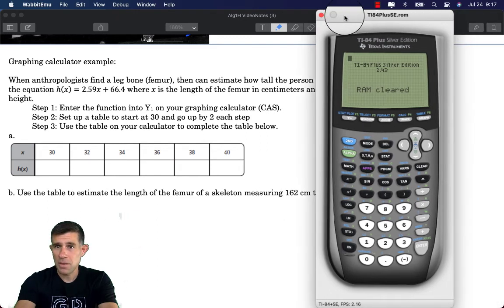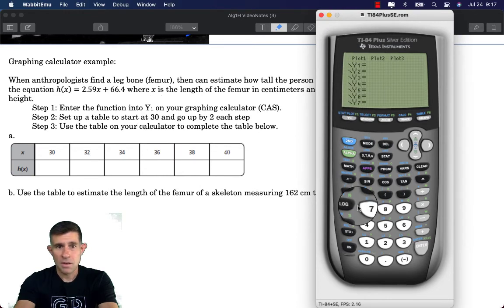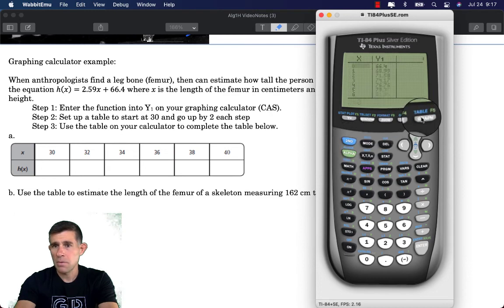So let's start by entering our equation. We're going to go to our y equals, and we'll put in our 2.59x. See if you can follow my keystrokes there, if you can't remember from the other day where the x was, plus 66.4. All right. There is our y equation there. And if we want to take a look at the graph, we could press graph, but we're not really interested in the graph. We're interested in the table here. So we're going to hit second function, table.